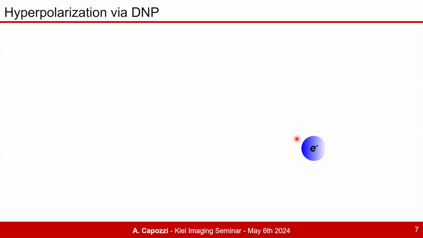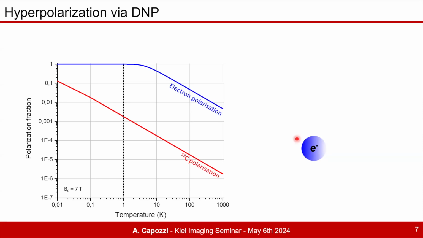So how does it work? Let's consider an electron spin, so an unpaired spin. And the big difference compared to the nuclei is that the magnetic energy associated to an electron spin is much higher, 1,000 times higher. So this means that at experimental conditions that are rather easy to achieve, so a temperature of 1 Kelvin and some Tesla of magnetic field, the electrons are completely polarized.